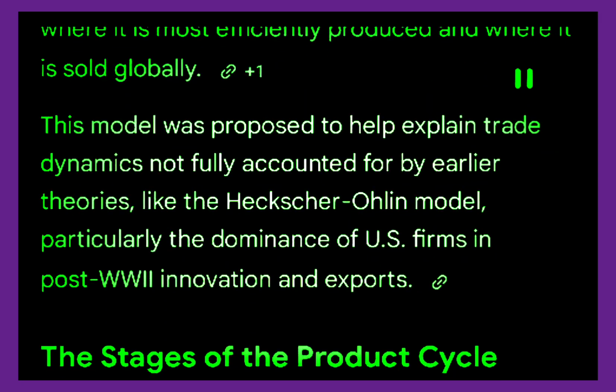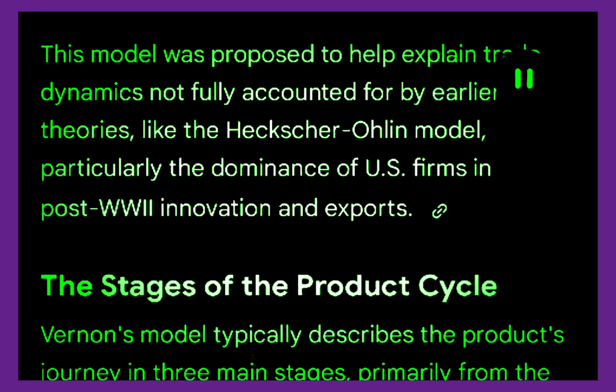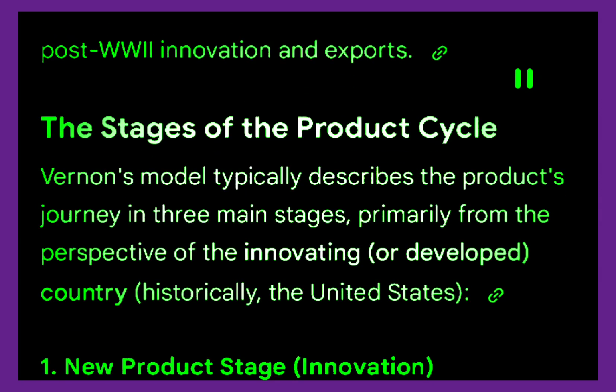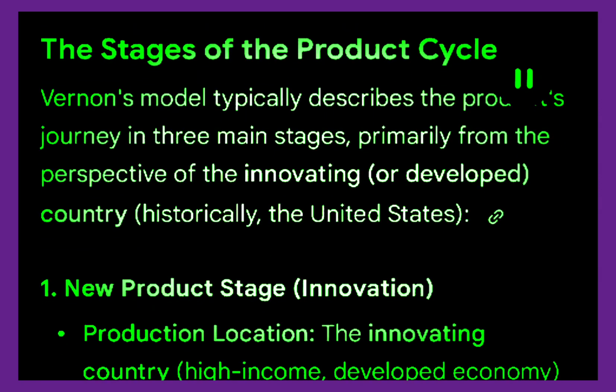This model was proposed to help explain trade dynamics not fully accounted for by earlier theories, like the Heckscher-Ohlin model, particularly the dominance of U.S. firms in post-World War II innovation and exports. The stages of the product cycle. Vernon's model typically describes the product's journey in three main stages, primarily from the perspective of the innovating or developed country, historically the United States.